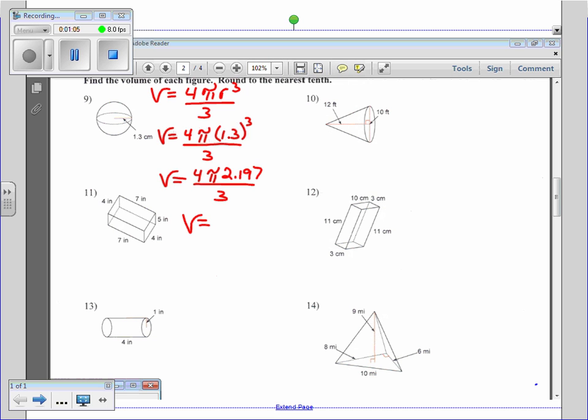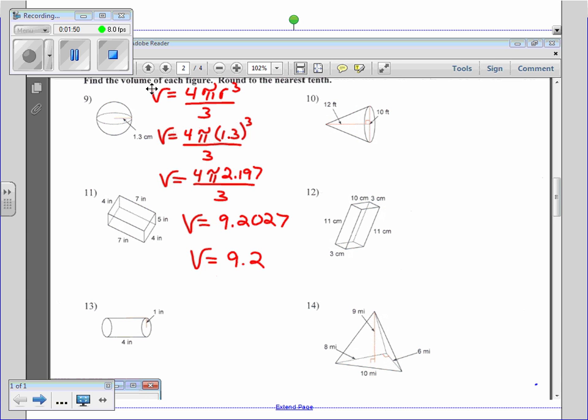This just becomes a calculator activity now. I'm going to clear out my calculator and do 4 times pi times 2.197, get an answer, and then divide by 3. They tell me to round to the nearest tenth. So I'm getting, my volume is 9.2027. I'm going to round to the nearest tenth. My volume will be 9.2.